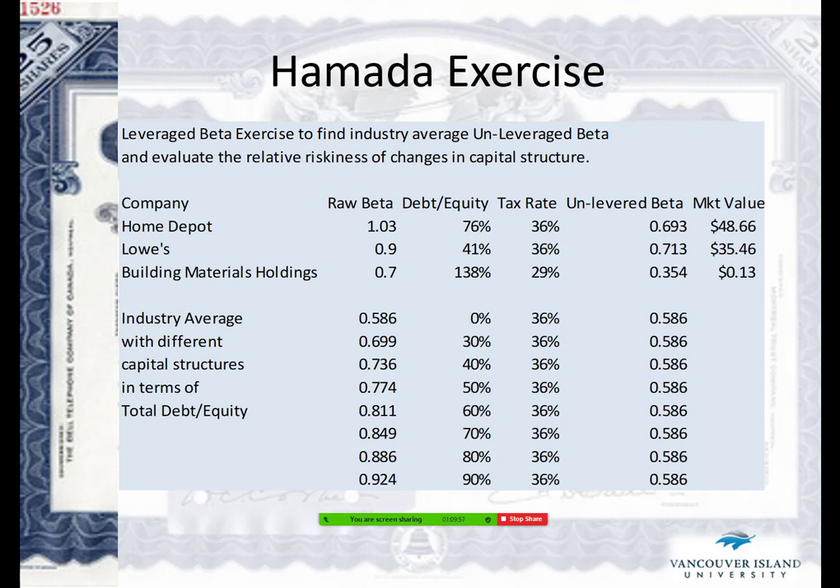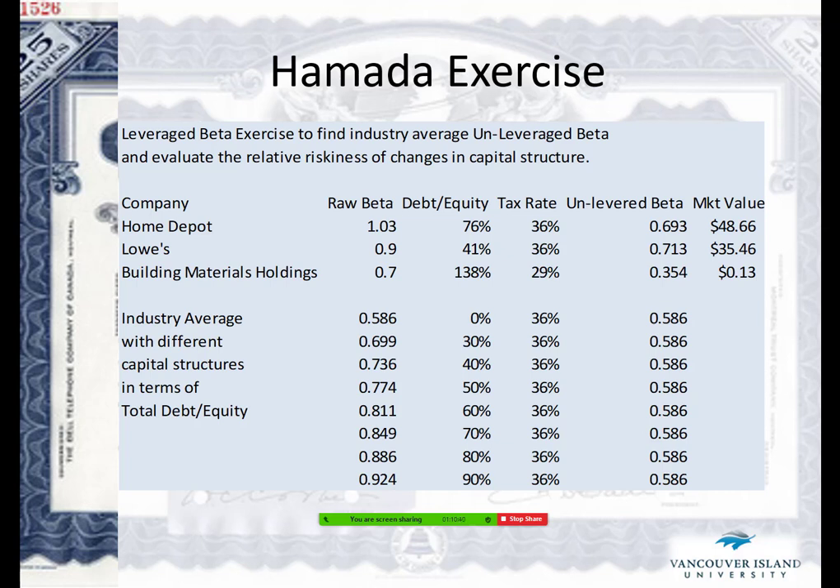We calculate the unleveraged beta using the formula that we talked about earlier. We're going to take the raw beta and divide it by 1 plus (1 minus the tax rate), so 1 plus (1 minus 36%), and then multiply that by the debt to equity ratio, the information in C5. And so that tells us that for Home Depot, if they were an all-equity company, if they had no debt, their beta would be 0.69. If Lowe's was an all-equity company, they would be 0.713. And for Building Material Holdings, their beta would be 0.354.